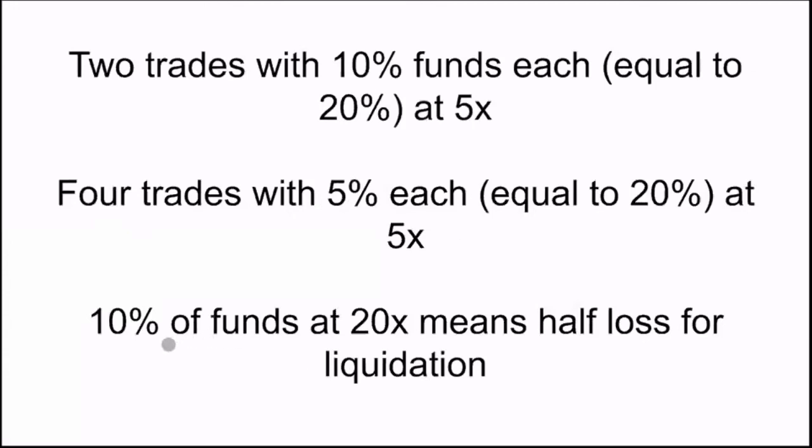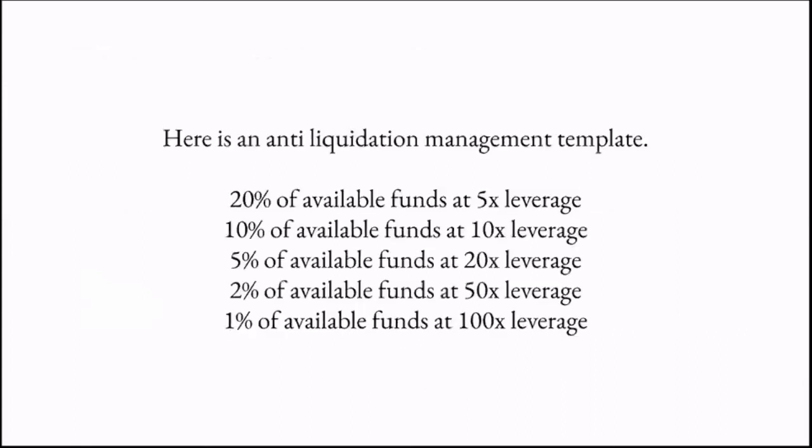Now, if you step outside of these guidelines a little bit, then you can start to make a little bit more money. Of course, whenever you're leveraging your funds, now you're stepping outside of the anti-liquidation guidelines. 10% of your funds at 20x means that once your initial margin is erased or consumed, the price of the asset only has to fall approximately 50% for liquidation, which is not exactly impossible. So the further away you get from these guidelines, the easier it is for you to experience liquidation.